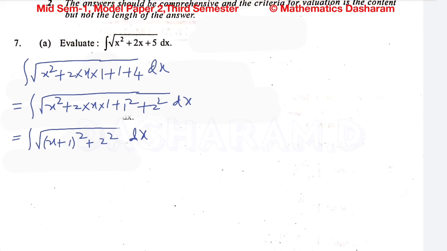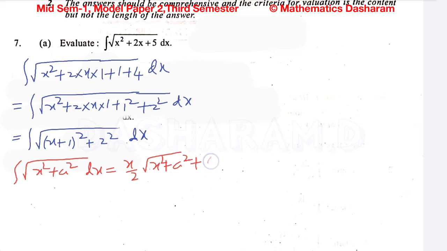So now the suitable formula is: integration of under root x square plus a square dx equals x by 2 into under root x square plus a square, plus a square by 2 into sinh inverse x by a, plus c.